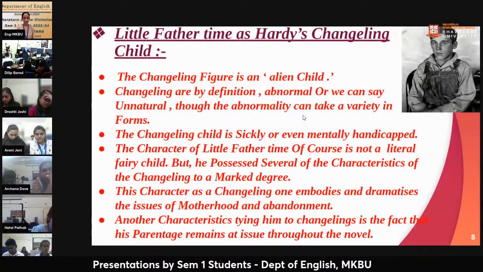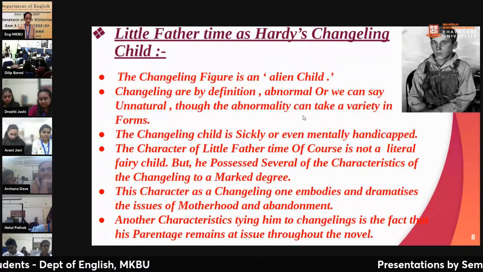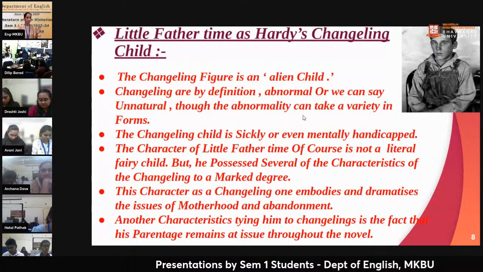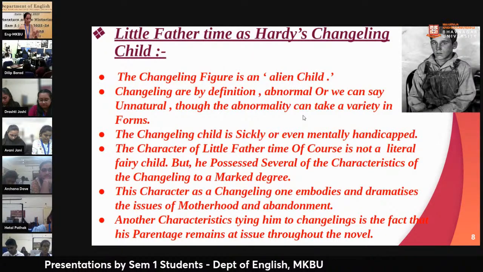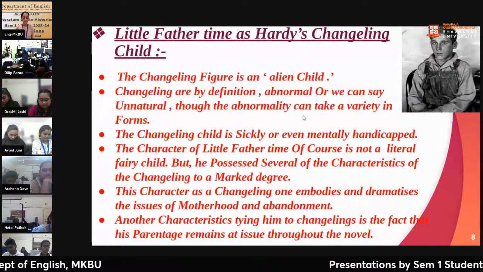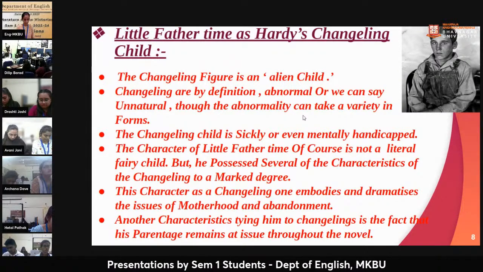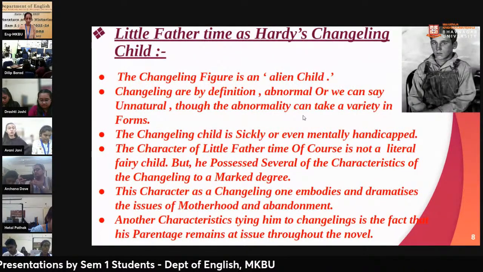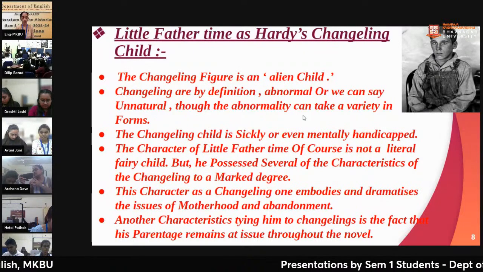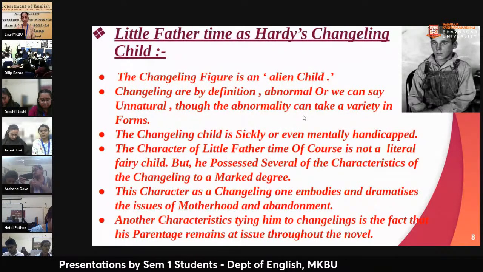Little Father Time as Hardy's changeling child. The changeling figure is an alien child. Changeling means a child who is suspected not to be a couple's real child. And here we can understand that Little Father, or little Jude, is not the son of Sue and Jude, but the son of Arabella and Jude. Changelings are by definition abnormal, or unnatural, though the abnormality can take many forms. The changeling child is sickly or even mentally handicapped.